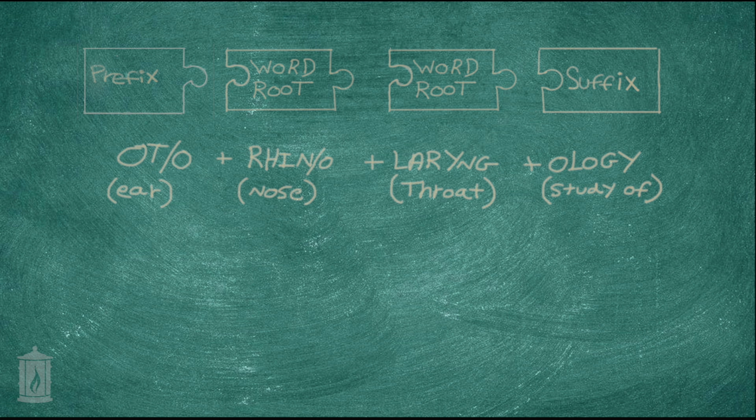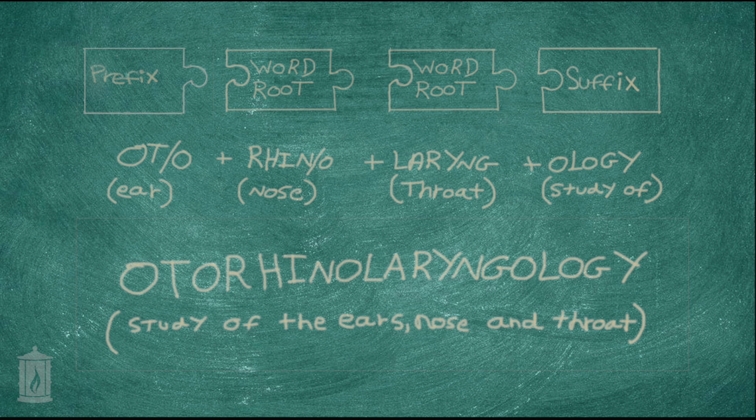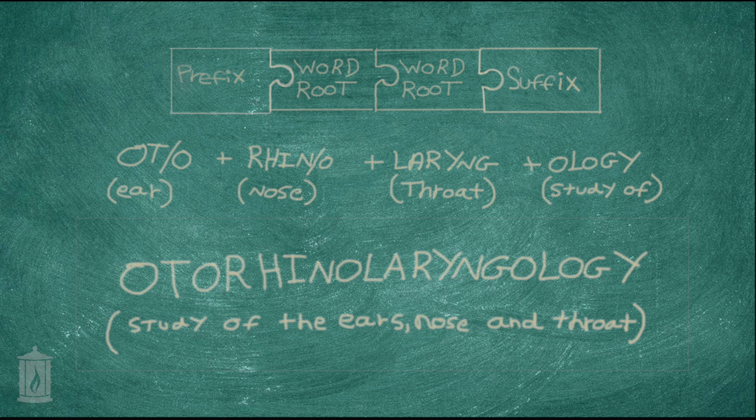In this example, our prefix is the letters OT or OTO, which means ear. Rhino, which is just like the animal. Think about where their horn is. It's on the nose, right? So rhino means nose. And that's a root word. Larynge is the root word for throat. And ology is a suffix that means the study of. So when we combine this prefix, suffix as the bread with their two root words as the meat between, we now come up with otorhinolaryngology, which is the study of the ears, nose, and throat.